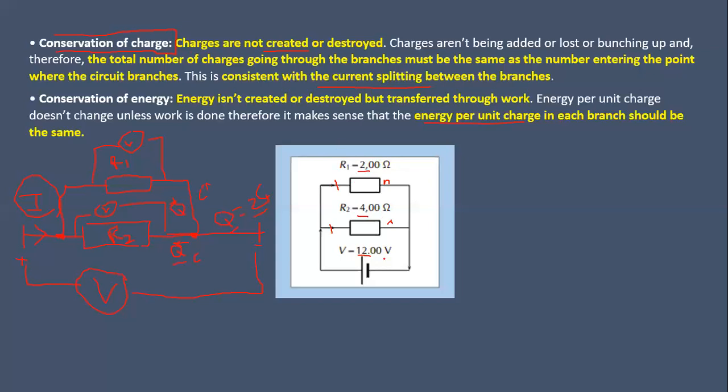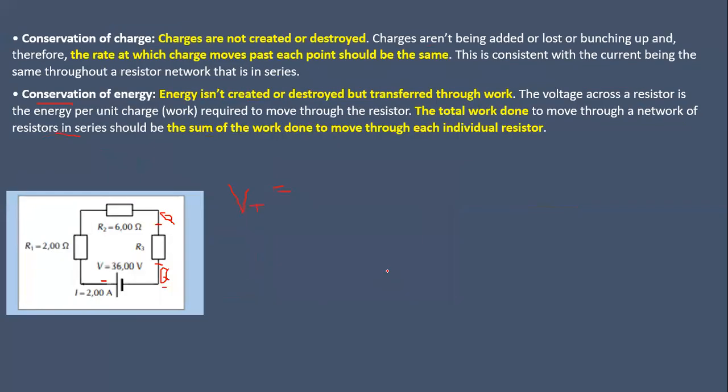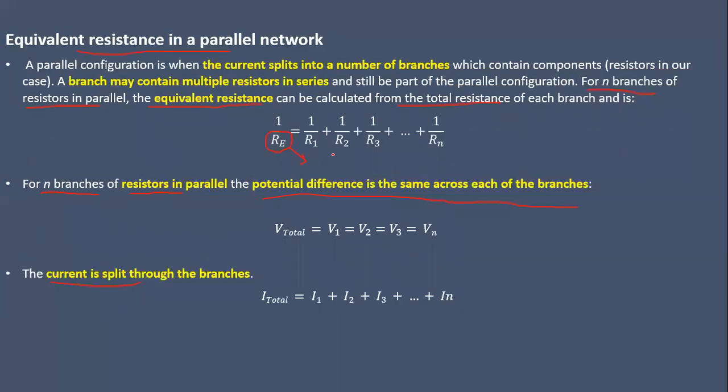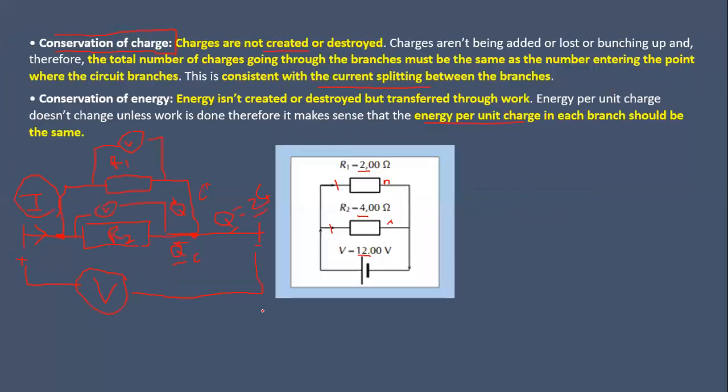So I hope everything makes sense. Just remember, resistors in series are potential dividers, while resistors in parallel are current dividers. So this brings us to the end of the second part of this video.